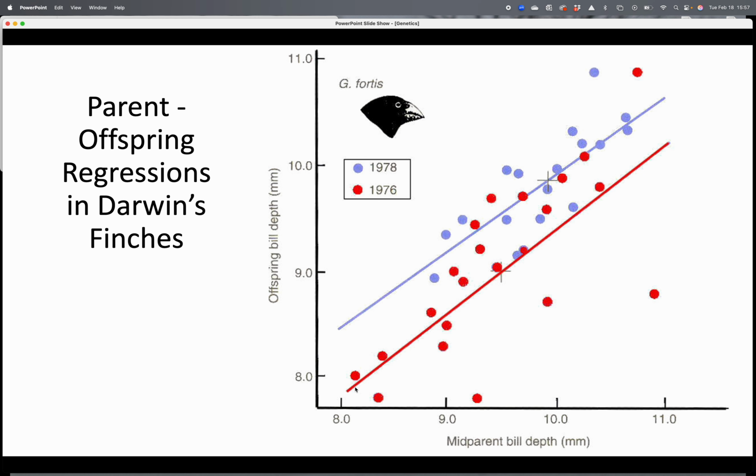And one of the things that you'll notice is that the phenotypic range in 1976 goes all the way from a mid-parent beak depth of 8 up to a mid-parent beak depth of 11. And you'll also notice that the 1976 line, this red line, is lower in terms of its y-intercept than the 1978 line, which is the blue line.